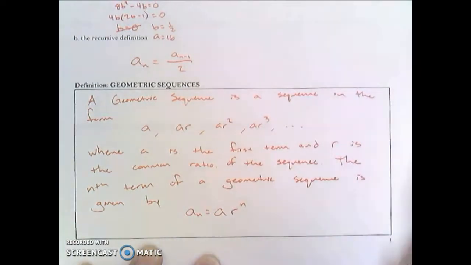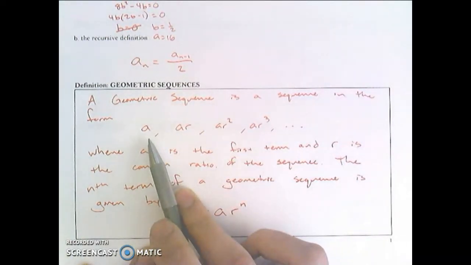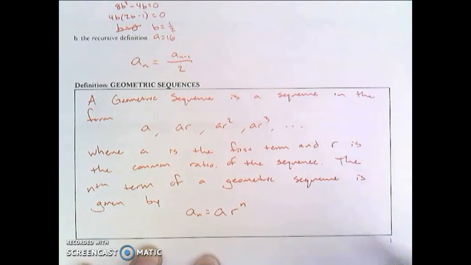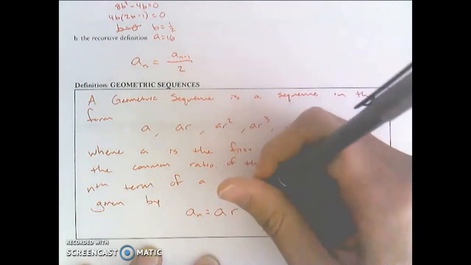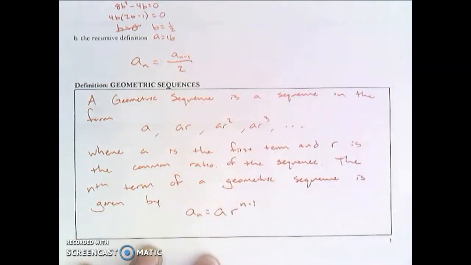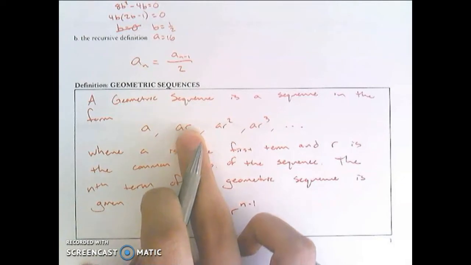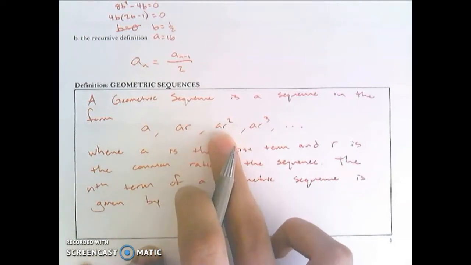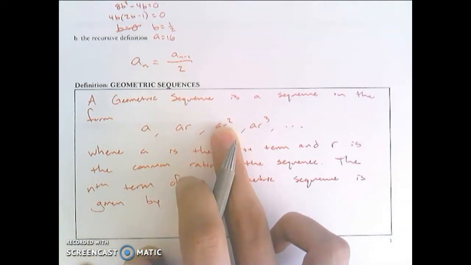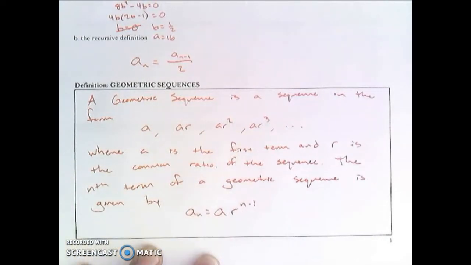But that's not quite right. Our first term doesn't have an r, so it's got to be r to the 0. So for the first term, n equals 1, we have to shift it over 1. So our first term is going to be just a, and then our second term is going to be r to the 1. And then our third term is going to be r to the 2. So it's all of the n minus 1. All right.